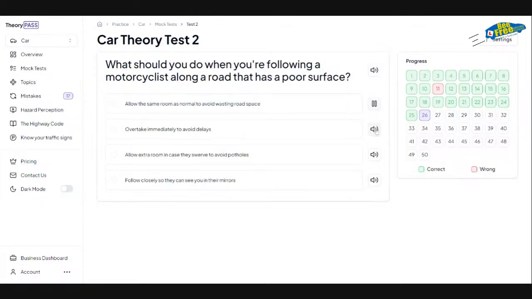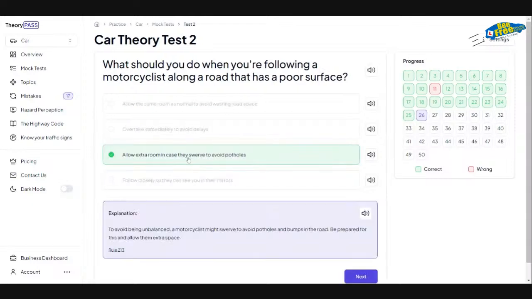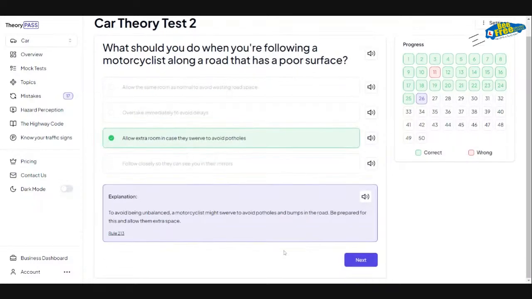What should you do when you're following a motorcyclist along a road that has a poor surface? Allow the same room as normal to avoid wasting road space. Overtake immediately to avoid delays. Allow extra room in case they swerve to avoid potholes. Follow closely so they can see you in their mirrors. You're going to give them extra space to avoid the potholes.